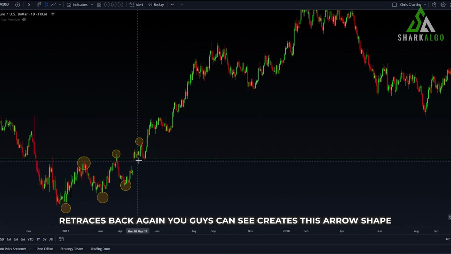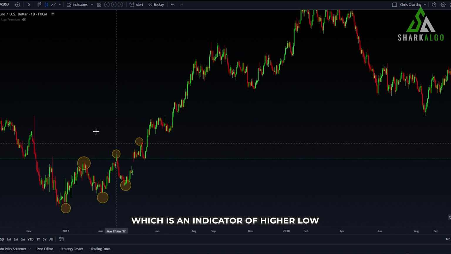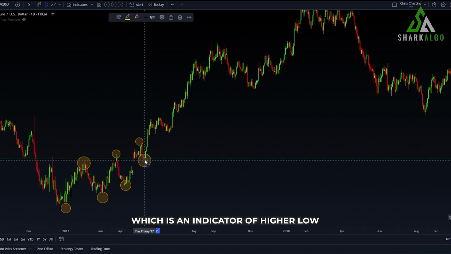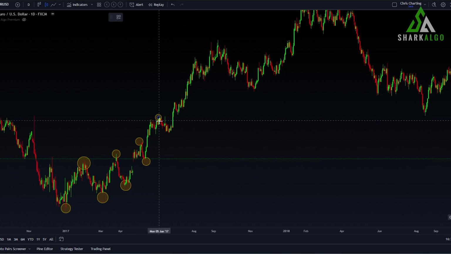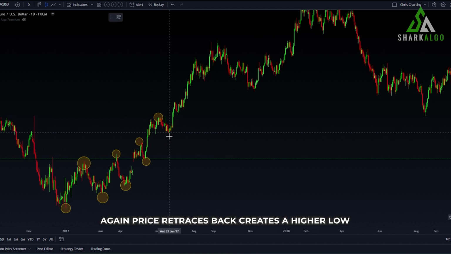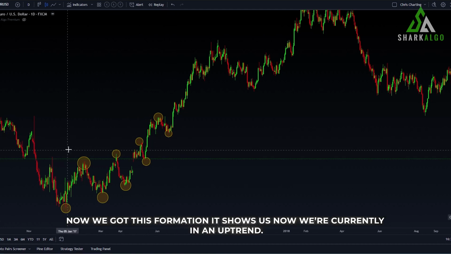Retraces back again. You guys can see it created this arrow shape, which is an indicator of a higher low. Boom. And you guys take a guess at where the next high is. All right, where would that be? That's going to be right up here. Right, and again, price retraces back, creates a higher low. And now we've got this formation that shows us that we are currently in an uptrend.